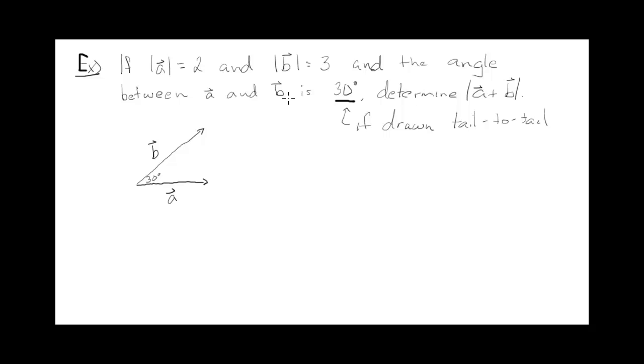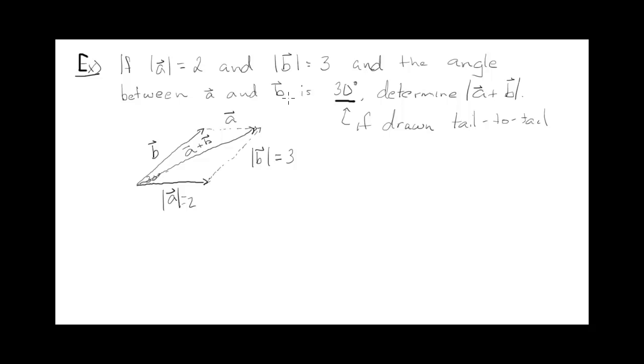Because they're drawn tail to tail, I'm going to complete that parallelogram. So I'm going to draw a side parallel to vector B, which will be a vector equal to vector B. So this is vector B as well, and this is vector A as well. Remember the magnitude of this side is 2, and the magnitude of this side is 3. Now I'll draw the diagonal. The diagonal is this vector right here. So this is A plus B. What I want to do is figure out the magnitude of this diagonal.